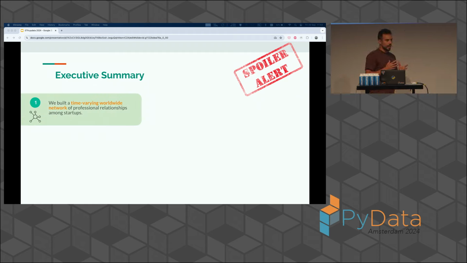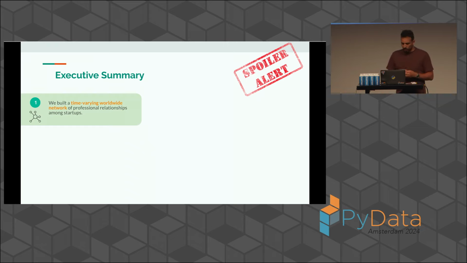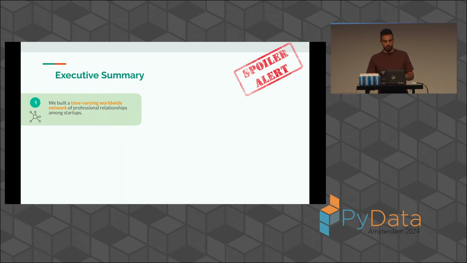So first of all, what did we do in this work? We put forward the hypothesis that startup success is connected with the knowledge transfer between companies. And we wanted to capture this by creating a global network of startups, where each node represents a company, and a connection between two companies exists if there was a transfer of knowledge from one company to the other.